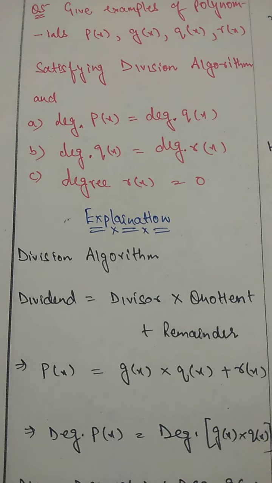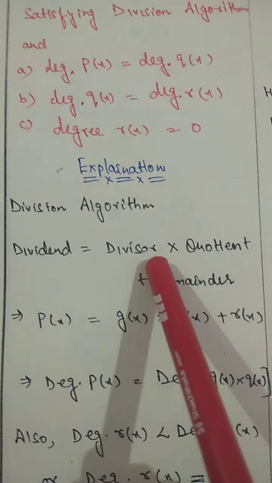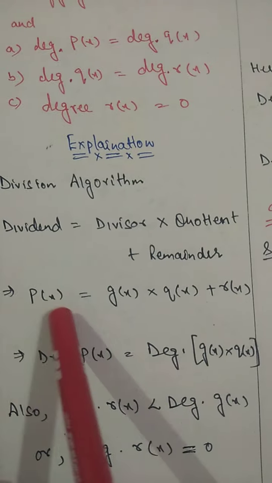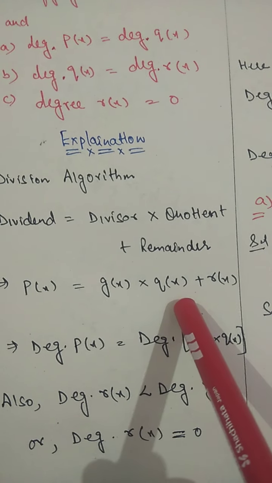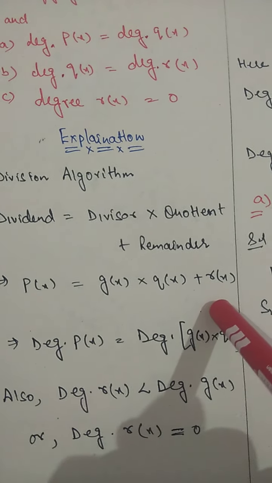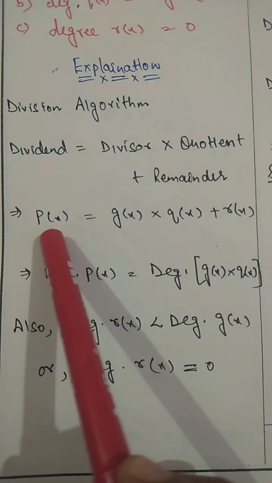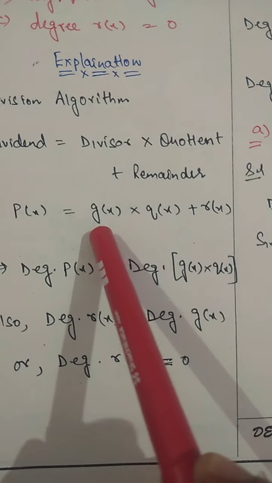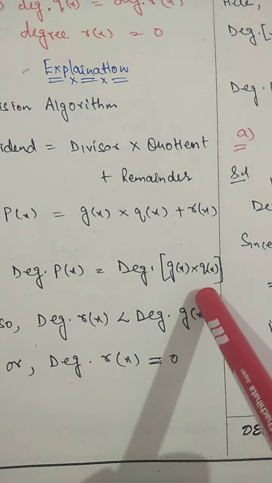First of all, we have the division algorithm here, which states that dividend is equal to divisor into quotient plus remainder. Dividend p of x is equal to g of x into q of x, which is the quotient, plus the remainder r of x. From here we find that the degree of the dividend is equal to the degree of the divisor into the degree of the quotient.